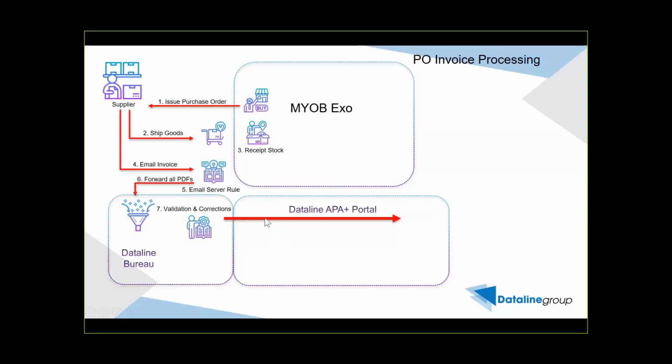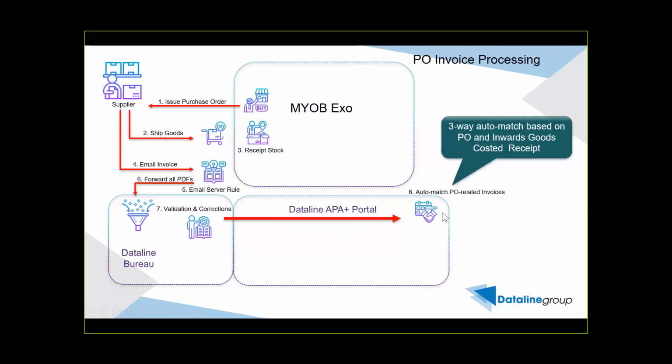And that transaction is then passed across into our portal. And if it's related to a purchase order that's been drawn from MYOB Exo, it's automatically matched and put into a queue ready for upload back to Exo. We call this our three-way auto matching process, where we match the purchase order details and the inward goods receipt to the invoice, and where they fully match, that transaction passes through with no hands-on whatsoever and will now be passed back into Exo for the next payment run and authorization.